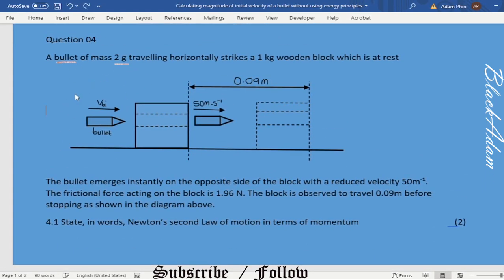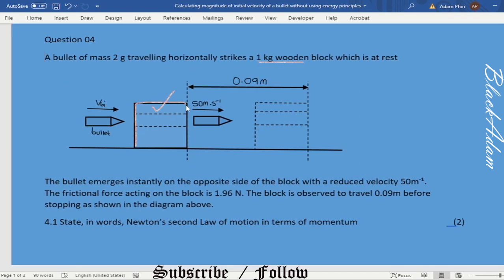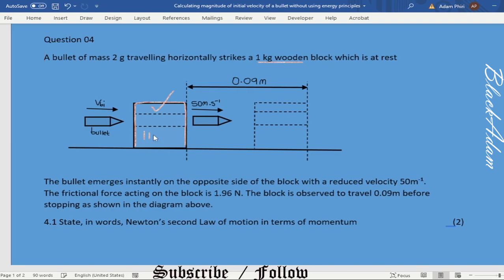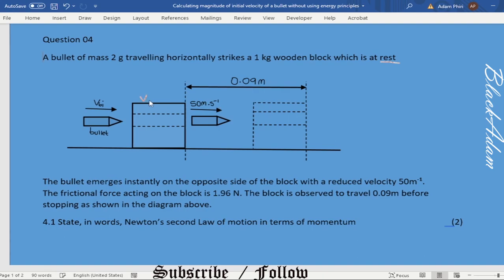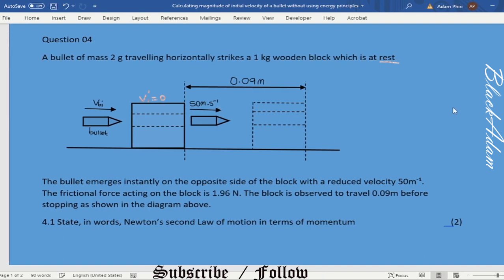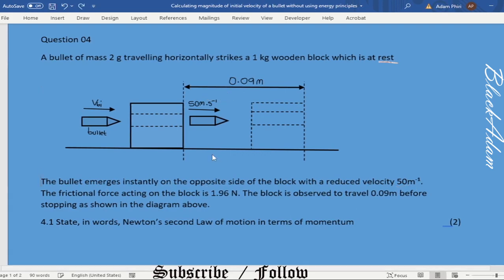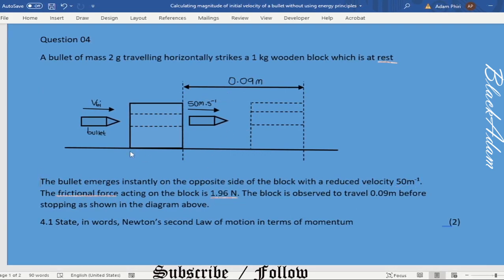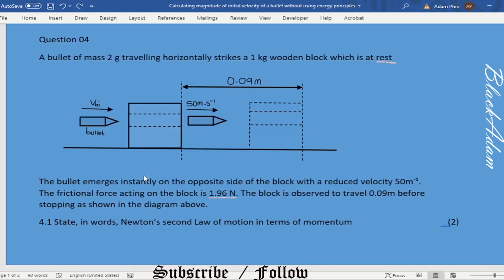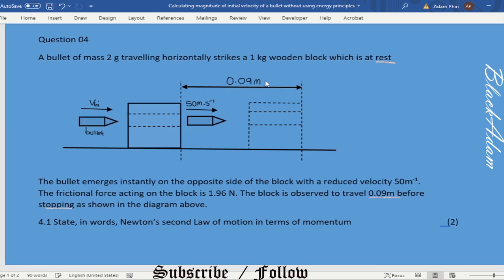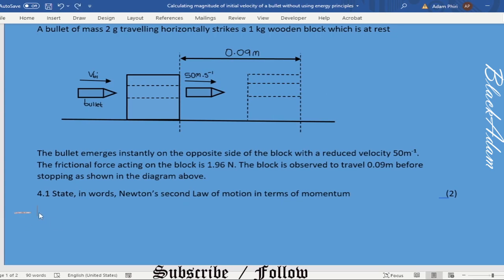So we're solving a problem where we have a bullet of mass 2 gram and a 1 kg block. That's our block there, before the collision, and then it moves to the other side. It is a wood block, which is at rest, so V initial there is 0. We have all this information: friction of 1.96 Newton, and the block traveled 0.09 meter before stopping, so our final velocity is 0.